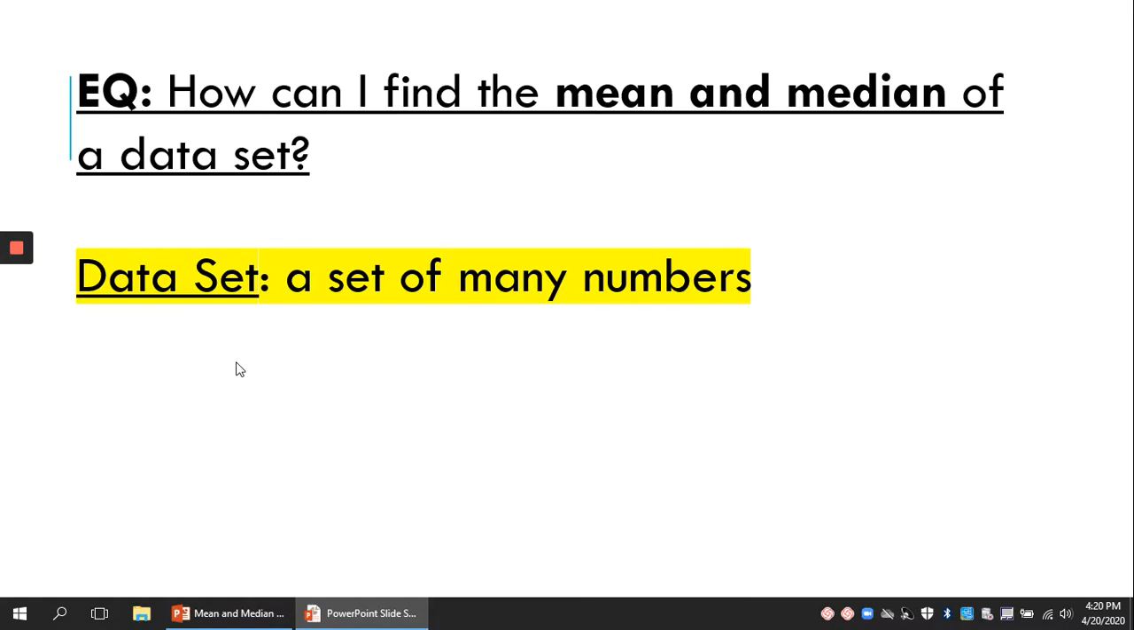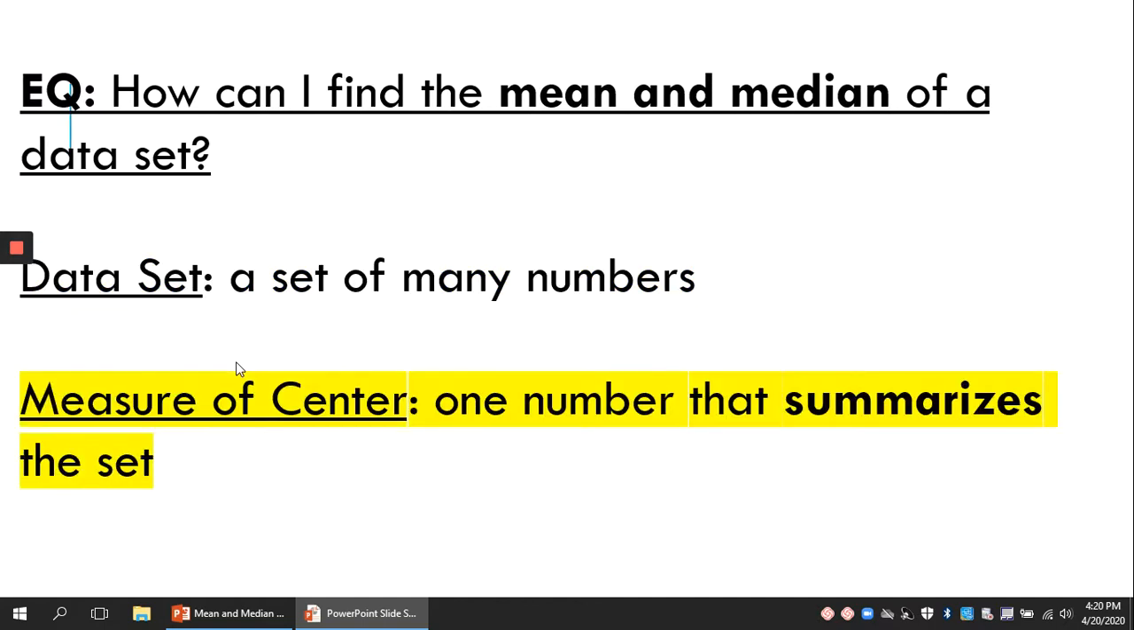A data set is a set of many numbers. Sometimes you get these numbers by asking questions where you get numbers for an answer. In science, you would collect these numbers by measurements and different science activities that you've done. But data is used in a lot of different ways, and we're going to be learning ways that we can summarize the data today. We're going to be learning about the measures of center, which are one number that summarizes the set. The two measures of center that we're learning about are mean and median. So instead of having just a bunch of numbers swimming around out there, we're going to figure out how we can find one number to summarize all of them.